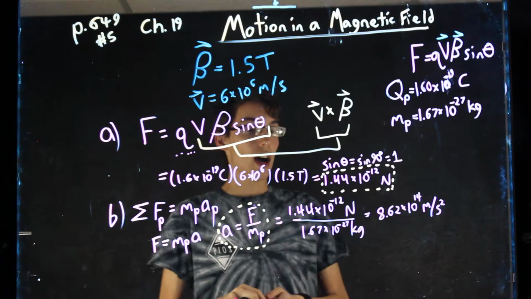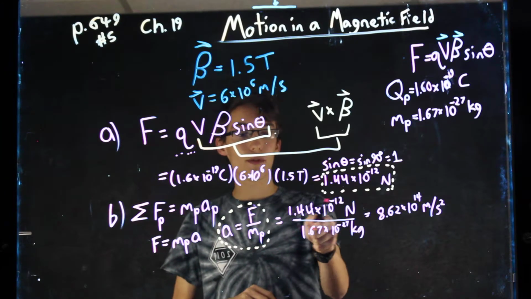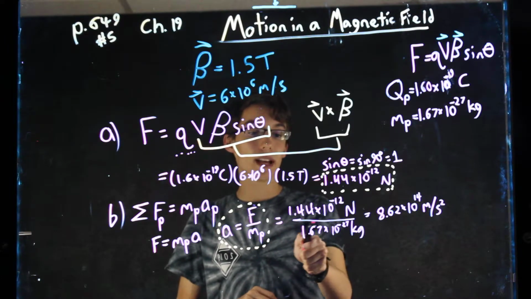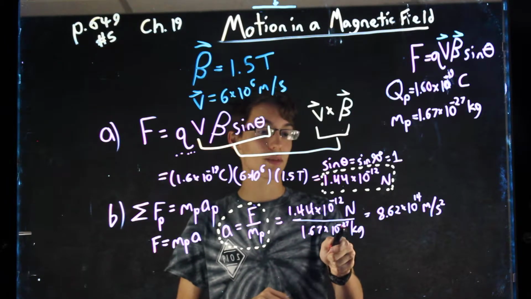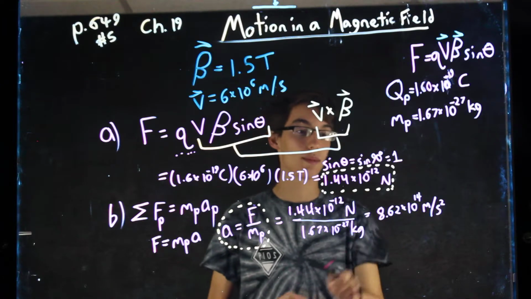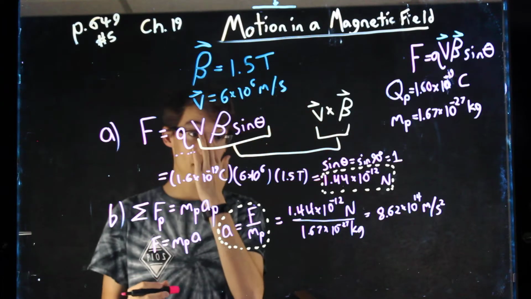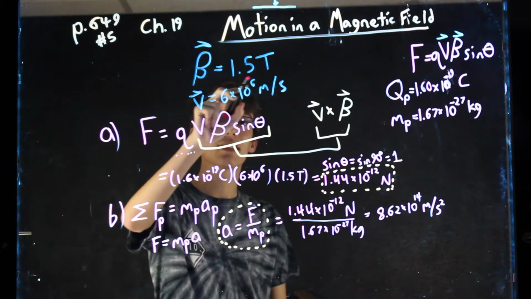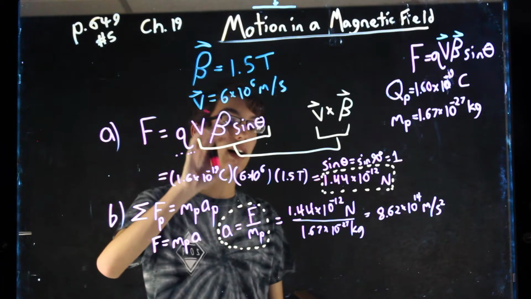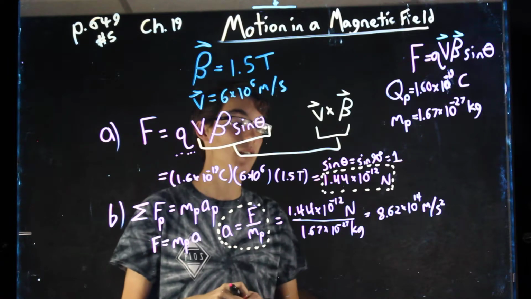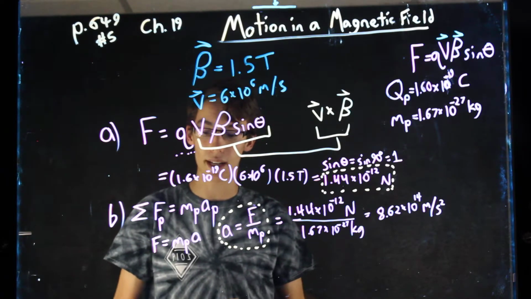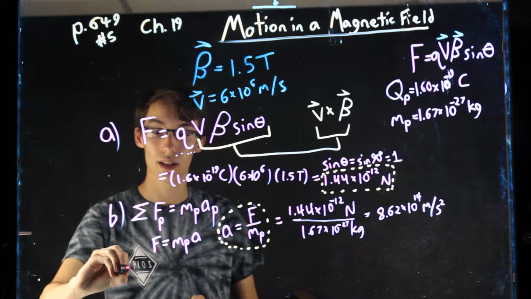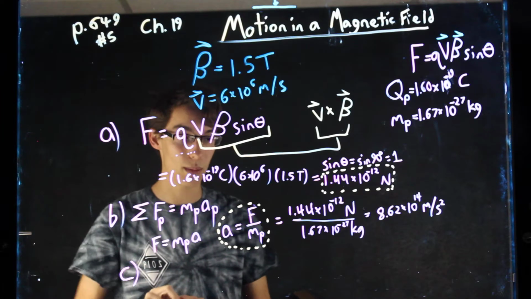Something to keep in mind is even though this force was 10 to the negative 12, which is very small, a proton's mass is so ridiculously smaller that the acceleration ends up being really quite large. And you might also think, well, 1.5 Teslas is not a very large number. In fact, 1 Tesla is a very, very large number for a magnetic field. Earth's magnetic field is less than 1,000th of that value. So just some things to keep in mind.